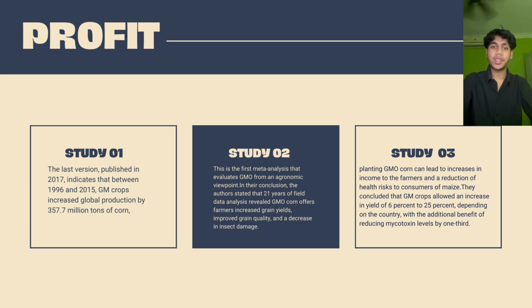Assalamualaikum warahmatullahi wabarakatuh. My name is Afiz Sikri, and today I'll be presenting about genetically modified corn in terms of profits. For the first study that we researched, it stated that between 1996 and 2015, genetically modified crops increased global production by 357.7 million tons of corn. So the amount of corn increased compared to unmodified is 357.7 million tons.